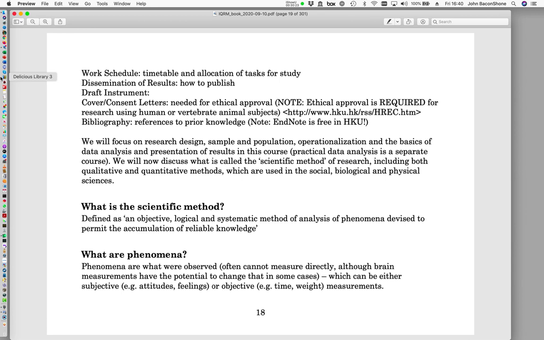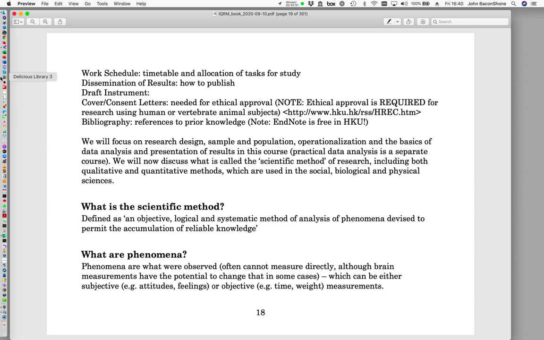And then lastly, bibliography. We're not going to talk about this in this course. I would simply point out that EndNote, which is a very useful bibliographic tool, is free in Hong Kong U, and the library offers free courses in how to use it. If you don't know about EndNote, I would strongly encourage you to learn how to use it and make good use of it. It will make the bibliographic part of your thesis much easier.